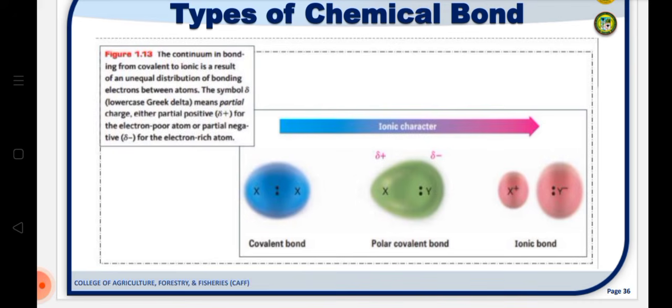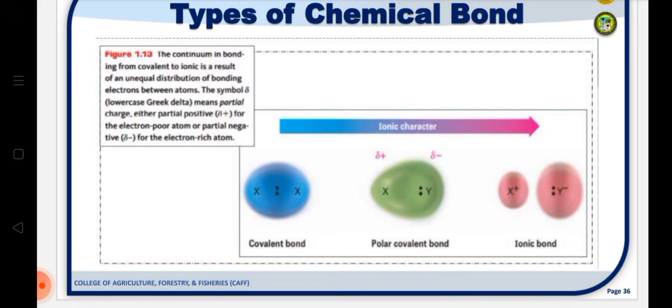The symbol that looks like an S, with positive and minus, we read that as partially positive and partially negative, meaning partial charge: either partial positive for the electron-poor atom or partial negative for the electron-rich atom. In covalent bonding, look at the shape of the molecule and look at the atoms. Atom X and X are equal. They share electrons, so their electrons are shared in the middle. So the shape of the covalent bond is symmetrical or balanced.